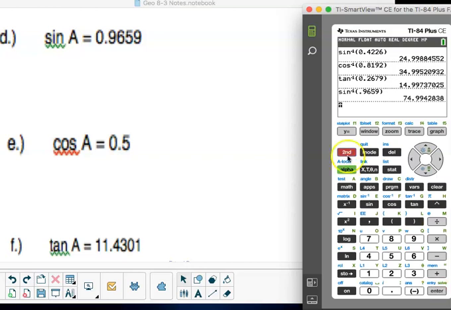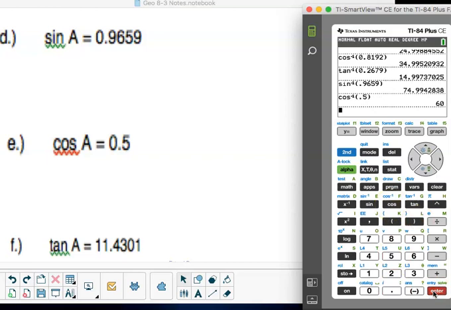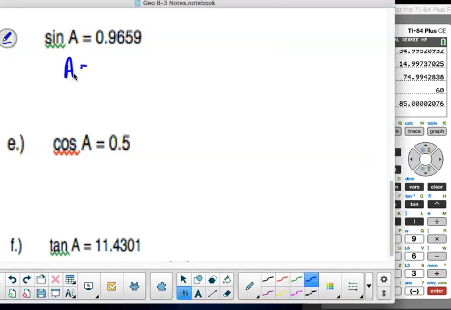Okay, my inverse cosine of 0.5. Gosh, I'm starting to feel like that might be 60. Oh, look, it is. And then my inverse tangent is 11.4301. Now I hit that, and I've got those angle values. So now I go back, and I'm working with sine, and remember, to do this, I go A and the inverse sine, and I expect you to show what you did.